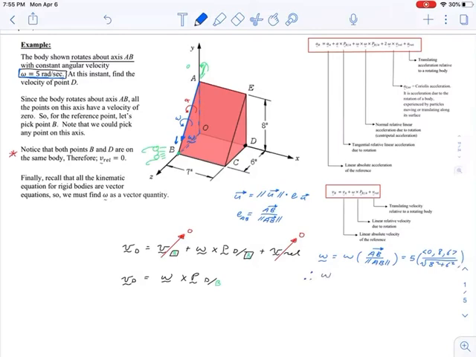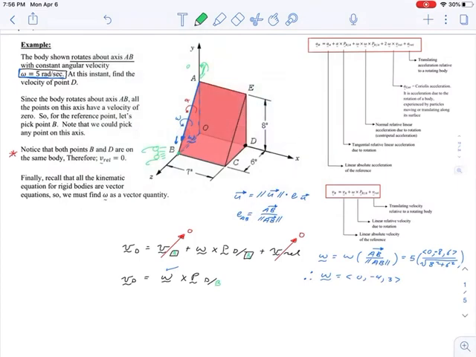Therefore, the angular velocity would be, and we're going negative 8 in the y direction, so negative, this vector would be 0, negative 4, and 3. So now we have this vector right here.